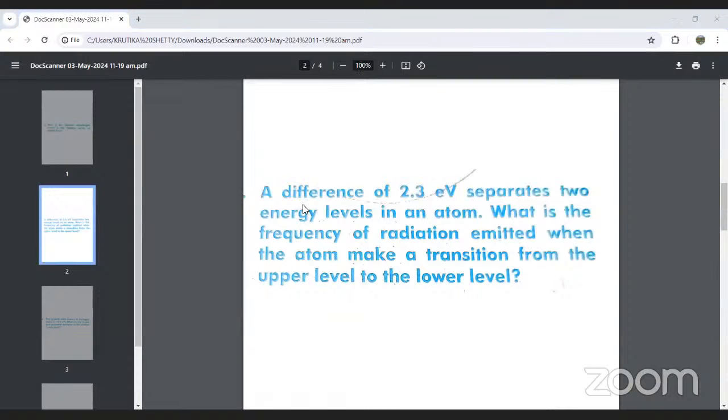Yes, next question, students. A difference of 2.3 electron volt separates two energy levels in an atom. What is the frequency of radiation emitted when the atom makes a transition from the upper level to the lower level? So the atom is making a transition from the upper level to the lower level. Here the energy difference is given as 2.3 electron volt. What you need to calculate is the frequency. So we have to find the frequency value. Let us calculate.